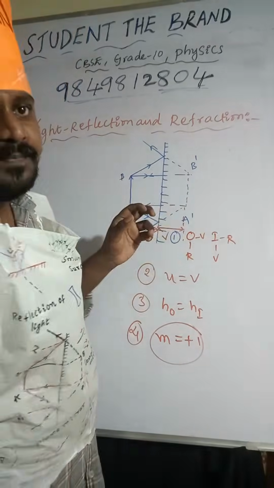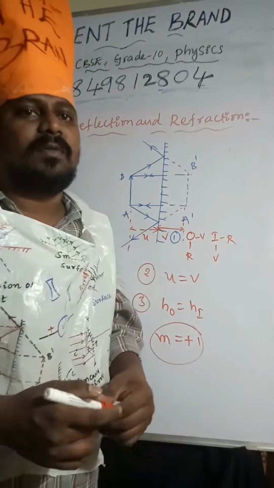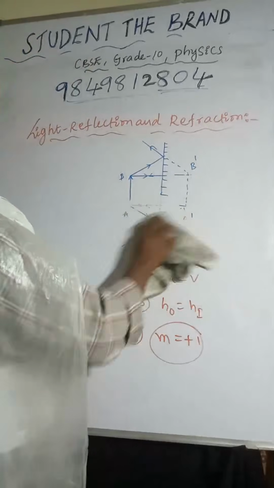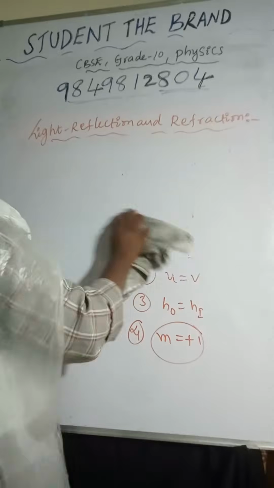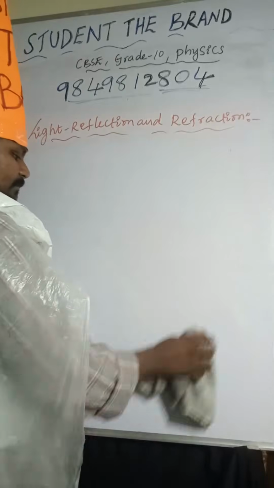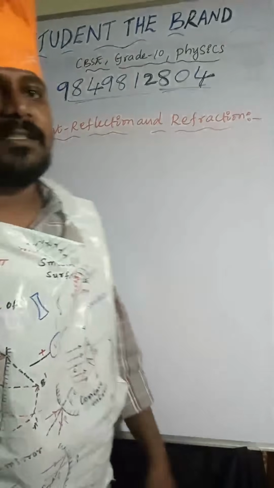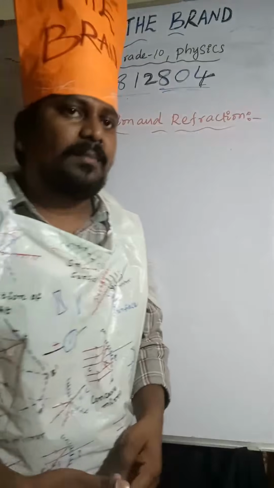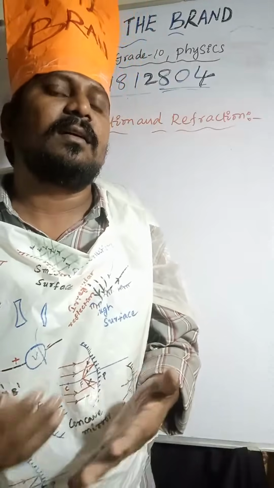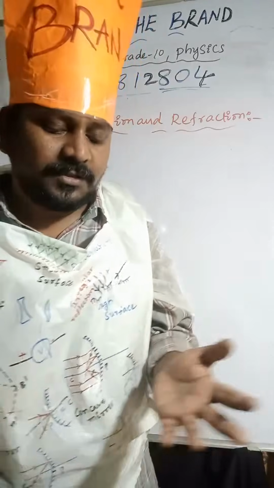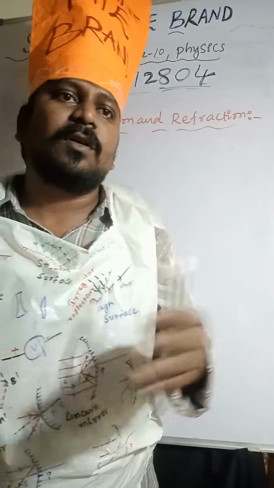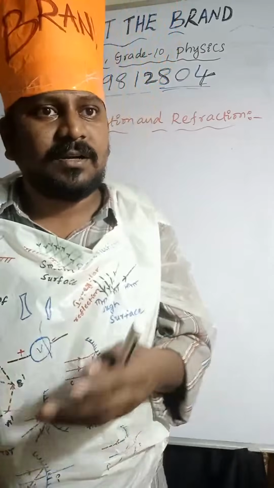Understood? Next, we will discuss concave mirror and convex mirror, right? Concave mirror and convex mirror are spherical mirrors. A mirror in the form of a curved shape is called a spherical mirror. So spherical mirrors are divided into two types: concave mirror and convex mirror.